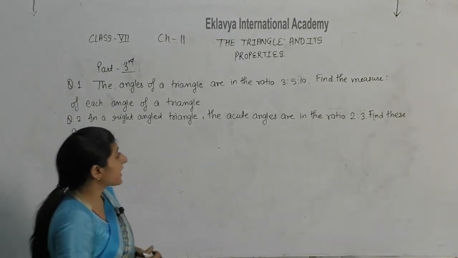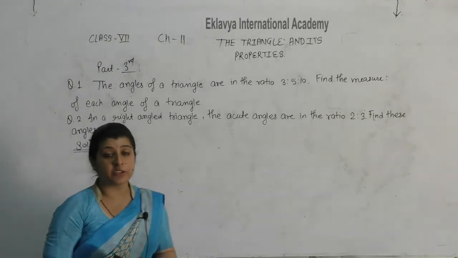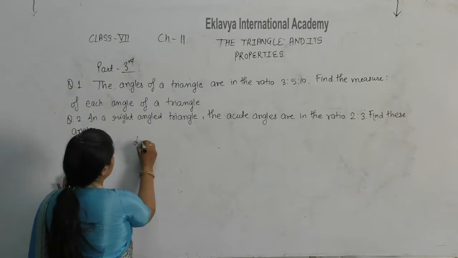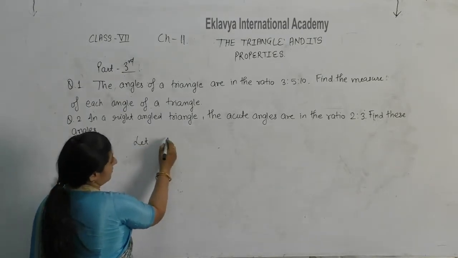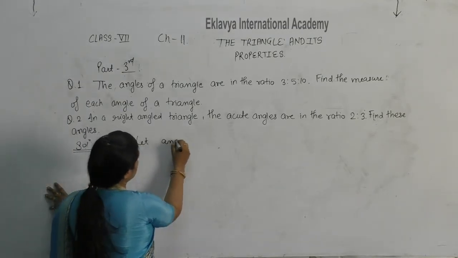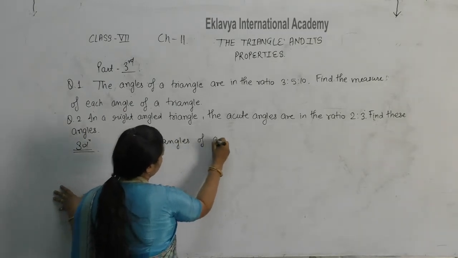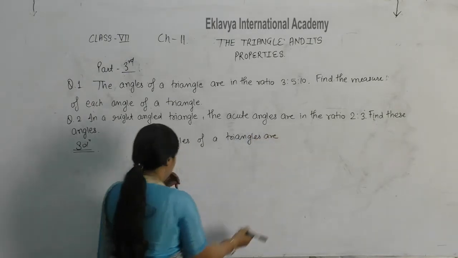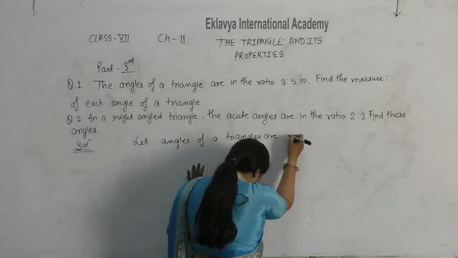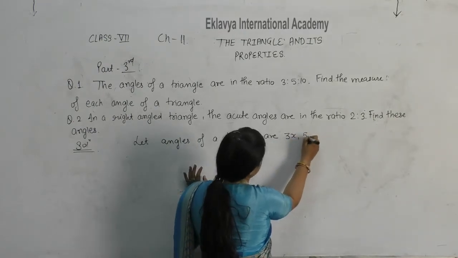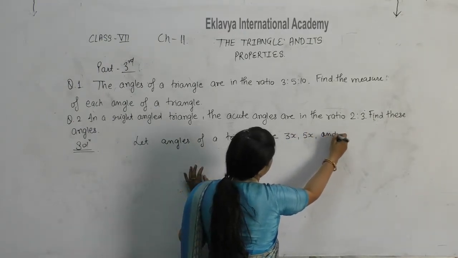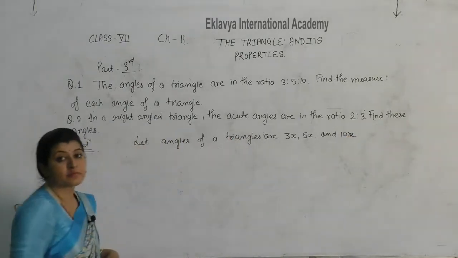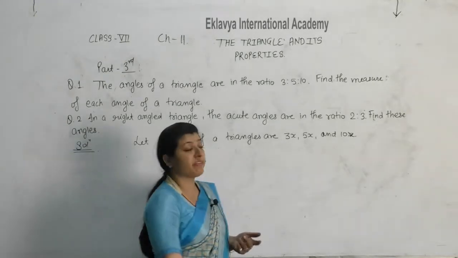The angles of a triangle are in the ratio 3:5:10. One method that we can find out: let the angles of a triangle be 3x, 5x and 10x. Three angles. Now we have 3x, 5x and 10x.